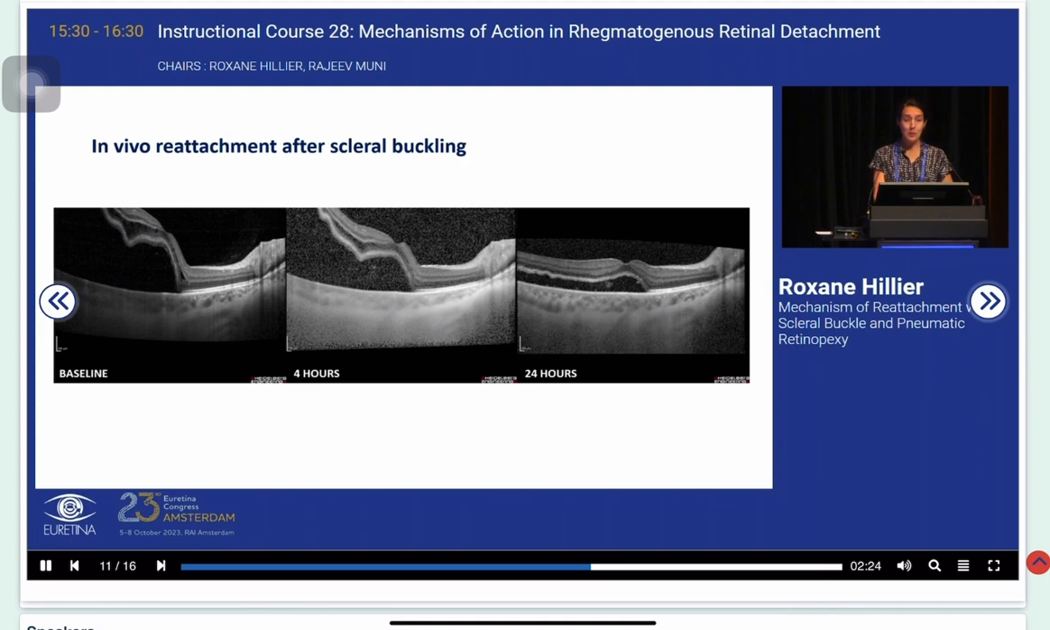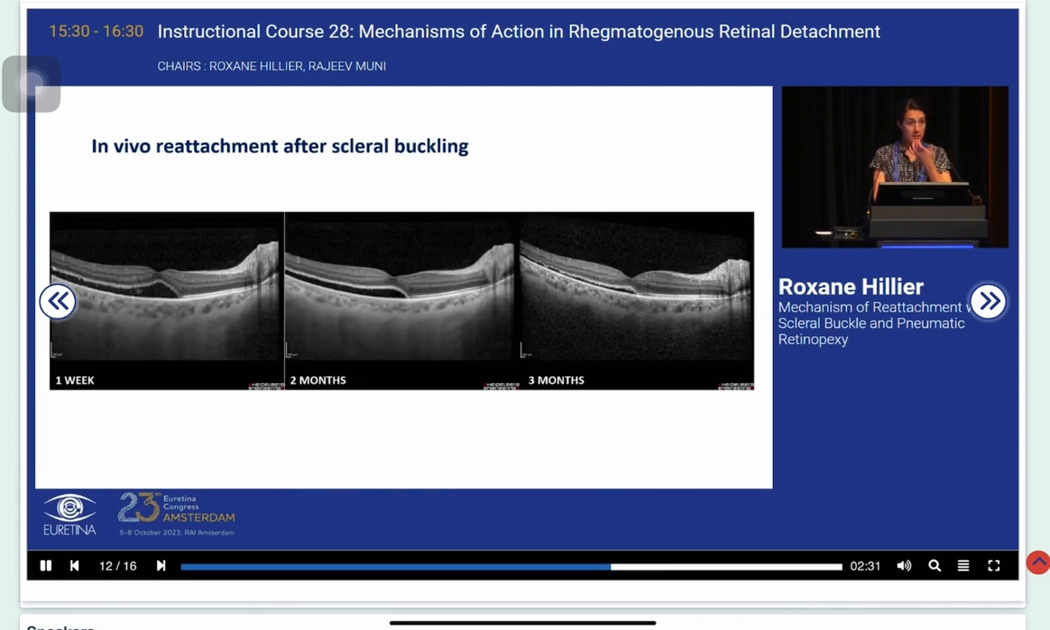Twenty-four hours later, you see the subretinal fluid is clearing. This is a non-drainage technique, I should specify. I don't tend to drain. And you can actually see that the recovery is following the steps that we have discussed in the previous presentation, albeit each step is rather prolonged after scleral buckling.